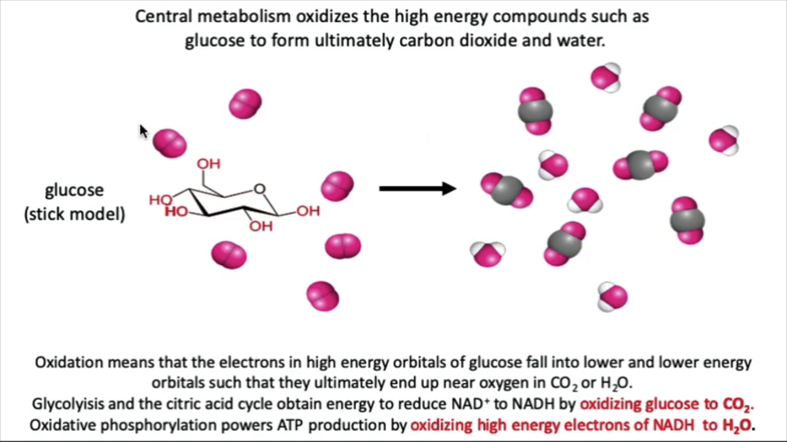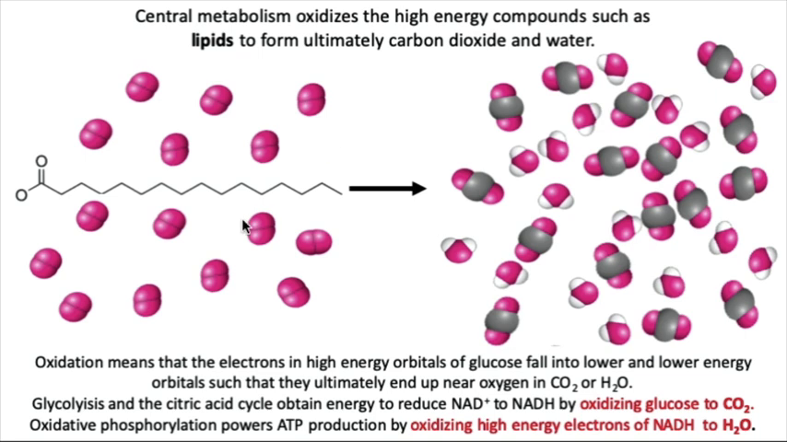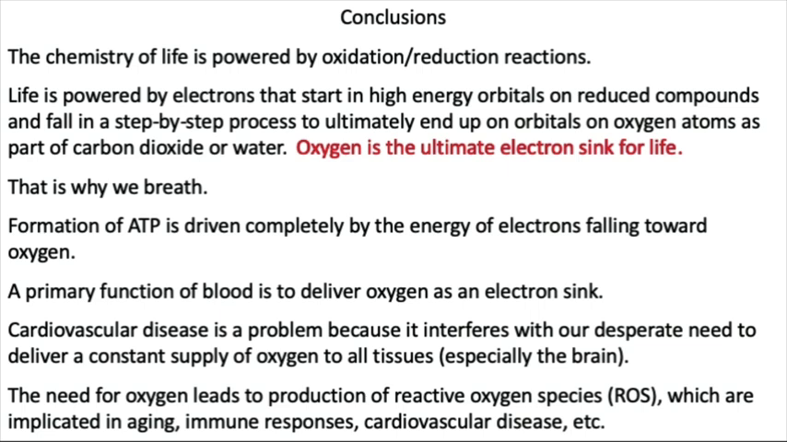And whether the high energy fuel molecule is carbohydrates or whether it's hydrocarbons, those high energy electrons will fall from that fuel molecule down to the low energy orbitals in molecular oxygen in order to make water and carbon dioxide. In conclusion, your metabolism is being driven by oxidation reduction reactions. And as we look at metabolism over the next couple weeks, any reaction you look at, the first thing you should say is, oh, which way are the electrons going? Is this going up in energy? Is this going down in energy? Oxygen is the ultimate electron sink for life.